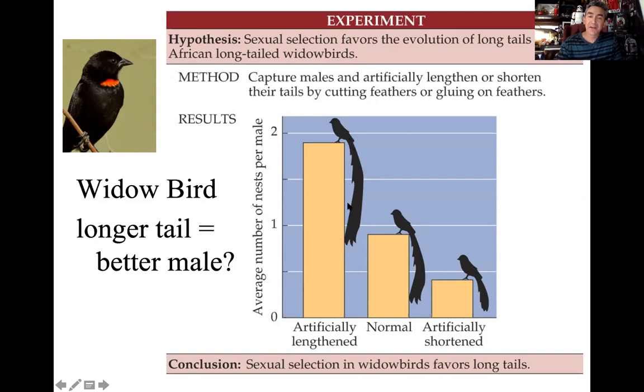The bird that had the artificially lengthened tail almost doubled, almost went to two nests per that summer. So, wow, that's telling us that, yes, length matters as far as female whittlebirds are concerned. The longer the tail, basically they found that more attractive. So in conclusion, the sexual selection in whittlebirds selects for long tails, right? So they're kind of superficial maybe, but hey, that's a way of selecting a possible mate if you're a whittlebird.